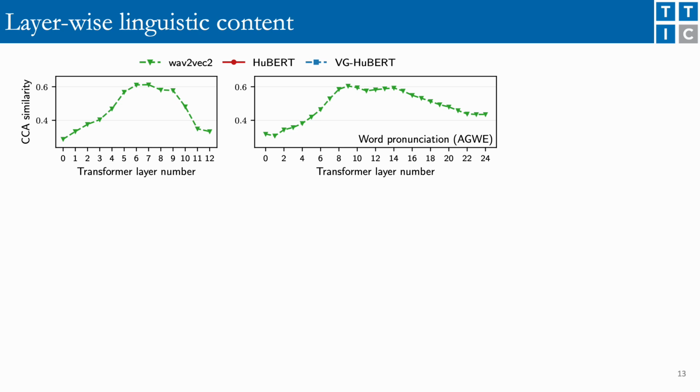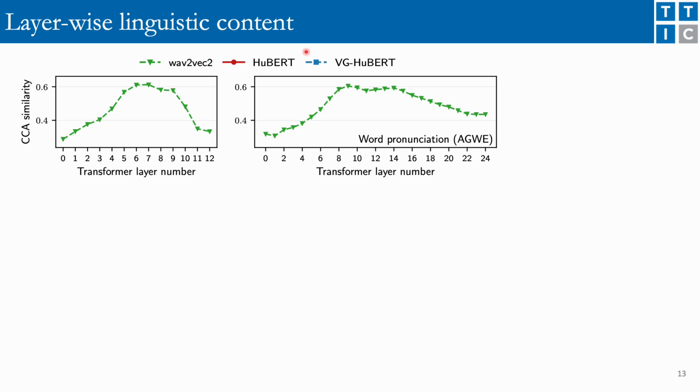Great, so now we are well positioned to look at the results. First, let's look at CCA similarity between S3Ms and linguistic features. The x-axis shows the transformer layer number, and most models have two versions, a smaller one with 12 layers and a larger one with 24.